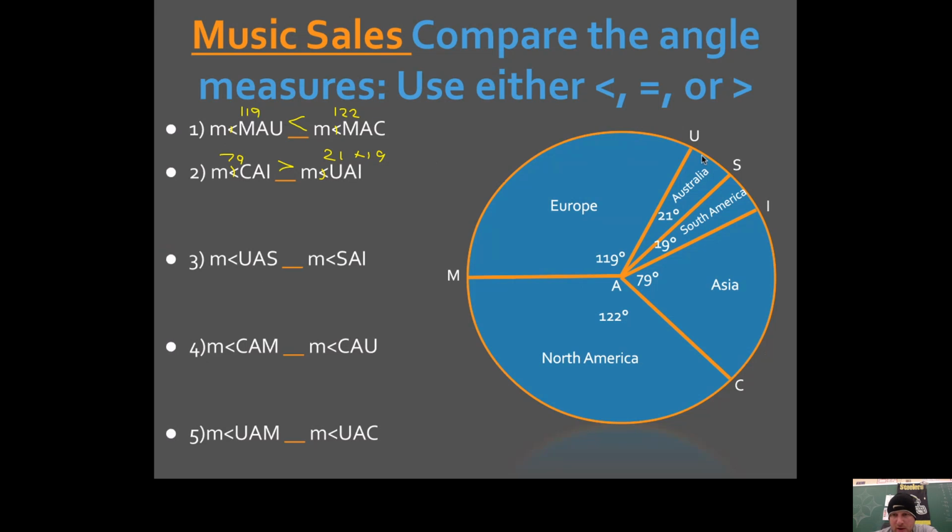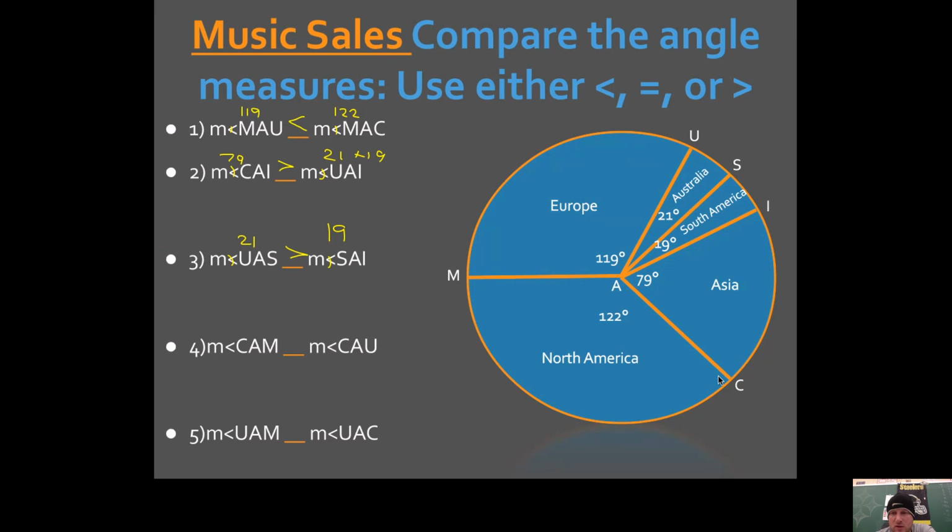Number 3, measure of angle UAS. That's 21 degrees. Measure of angle SAI. It's 19 degrees. Point at the smaller of the two. So the measure of angle UAS is greater than the measure of angle SAI.